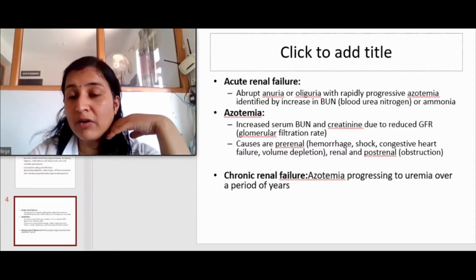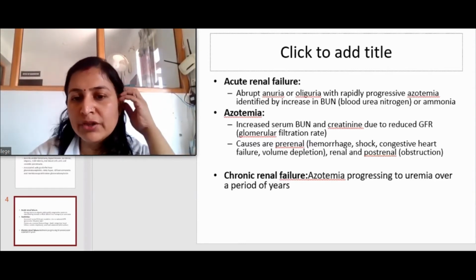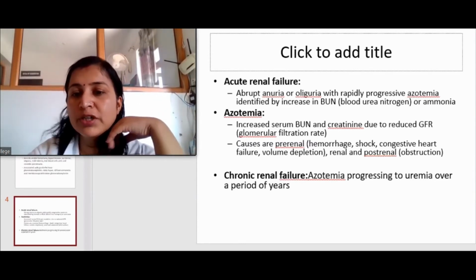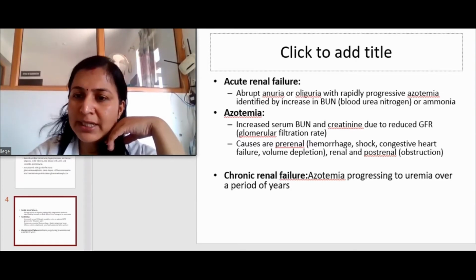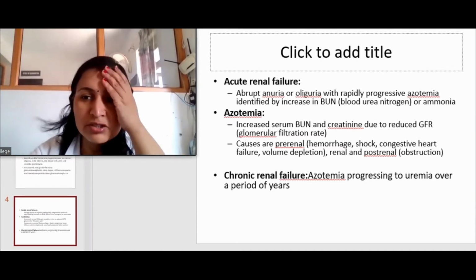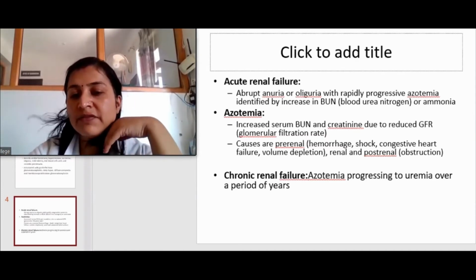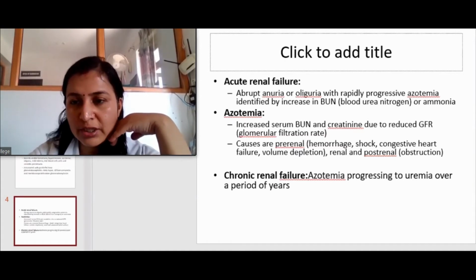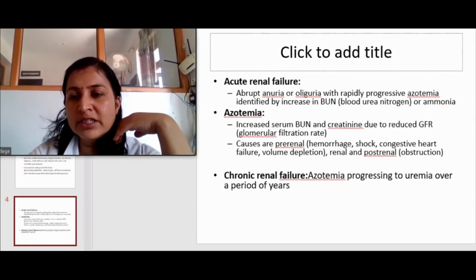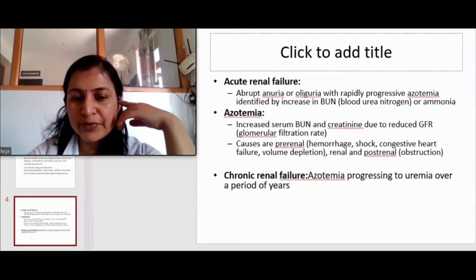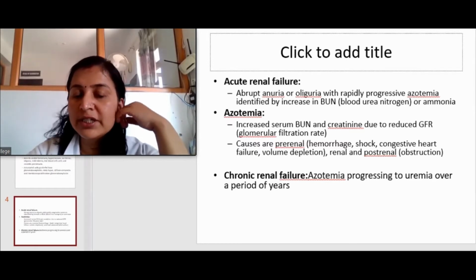Acute means it is sudden onset, abrupt onset, and rapidly progressive. So if there is abrupt oliguria or anuria with rapidly progressive azotemia, again I am revising the definition: azotemia is increased blood urea nitrogen or increased serum creatinine due to reduced GFR, because the urine output is reduced. And the cause can be different. It can be a prerenal cause, renal cause or postrenal cause. Last time I also said, just like hepatic disease, we classify the causes as prerenal, renal and postrenal, because ultimately the kidney is affected, even if the disease is not primarily intrarenal. And this renal failure is broadly divided into acute and chronic.